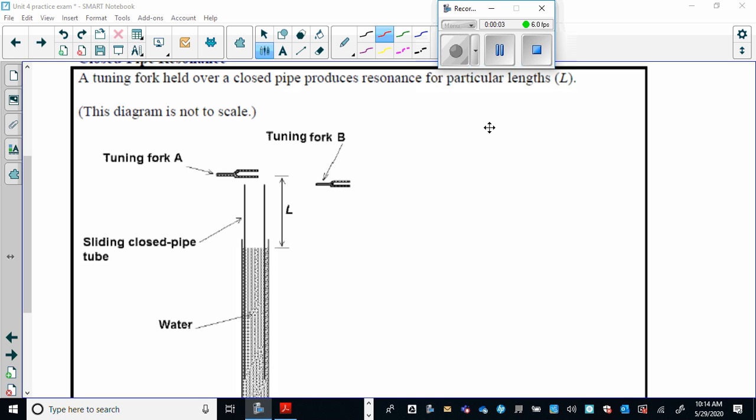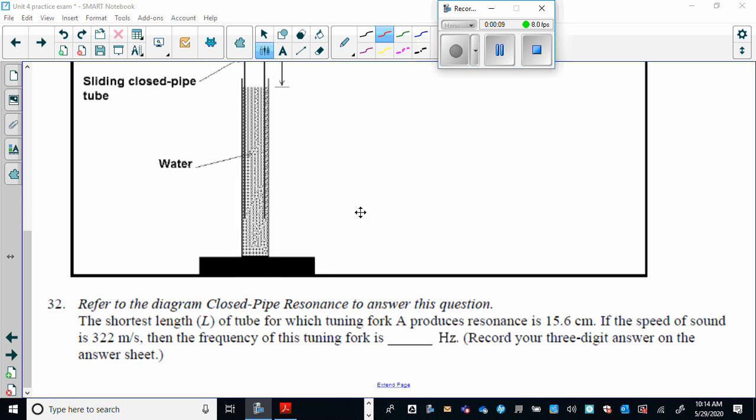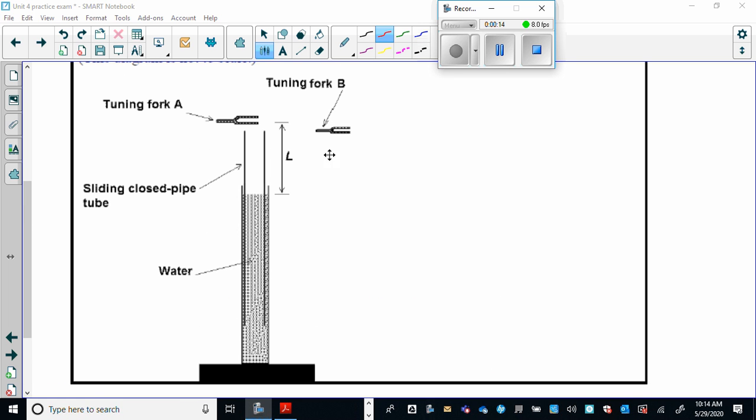Last two questions for the practice test. So this is a very classic closed pipe question, a resonance question. And it says, so we have a closed pipe here. Now, the reason I wanted to spend some time is because we're not doing the lab.